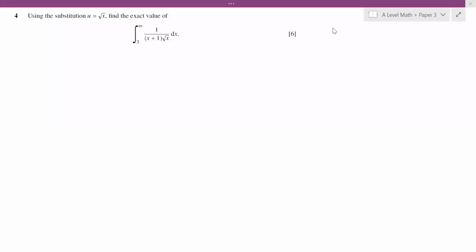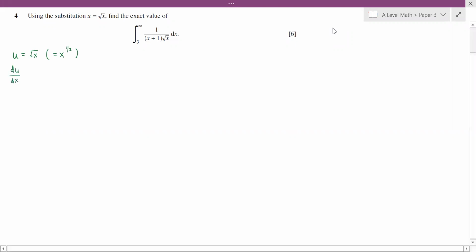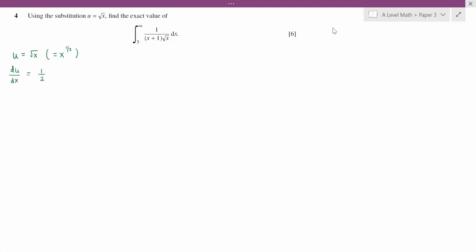Using the substitution u equals square root of x, or x to the 1/2, we need to find the exact value of the improper integral. First, we need to find the derivative of u with respect to x. So du/dx, since square root of x is x to the 1/2, is 1/2 x to the negative 1/2, or we say that du/dx is 1/2 square root of x.